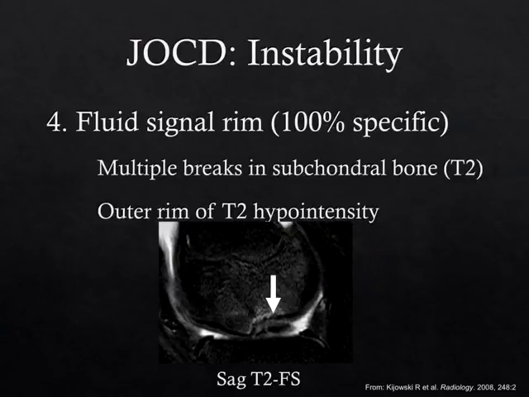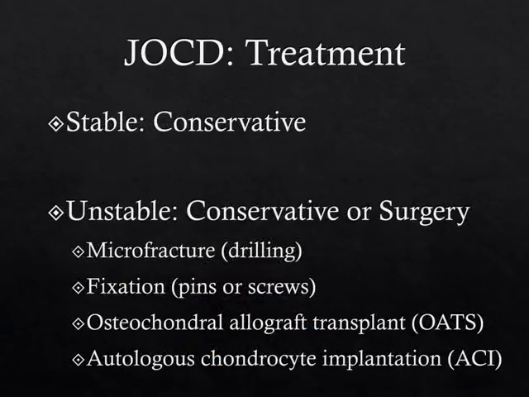Originally, a high T2 signal rim was proposed to be a marker of instability. They revised it that it has to be fluid signal. And then additionally, you may also see multiple breaks in the subchondral bone or an outer rim of T2 hypointensity. All three of these criteria are very specific for an unstable JOCD lesion. So here we see multiple breaks in the subchondral bone, and this, at the white arrow, a line of T2 hypointensity beneath the lesion.